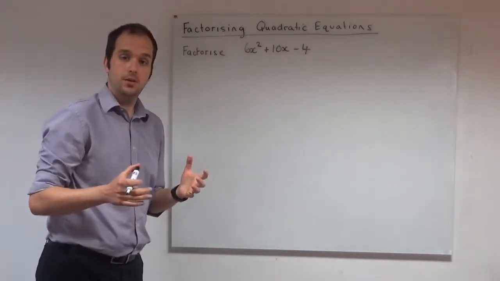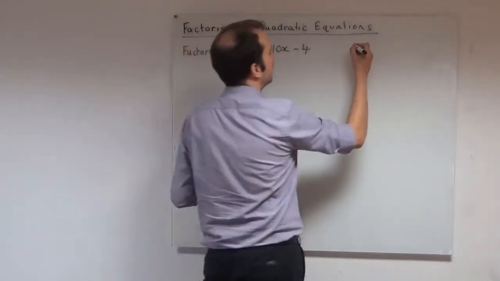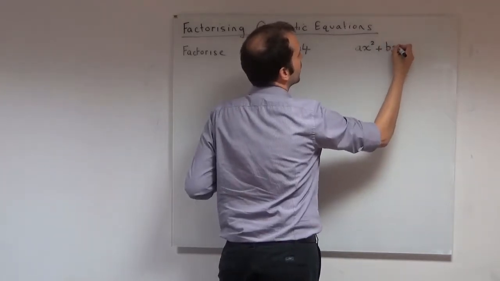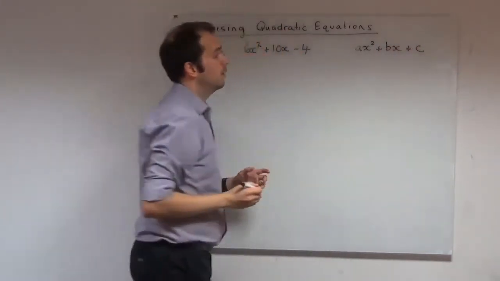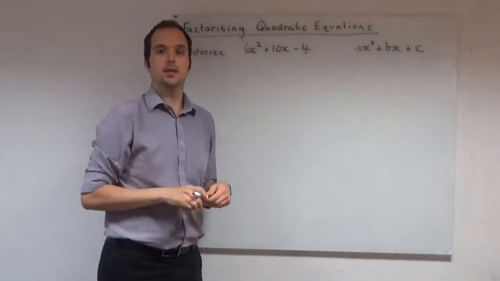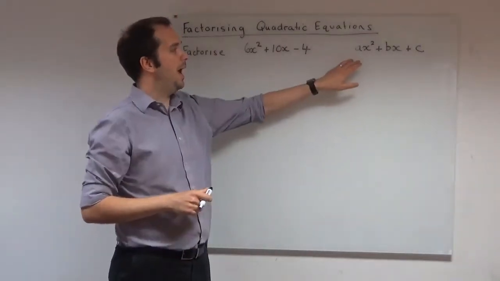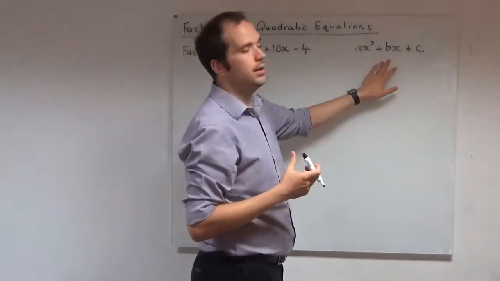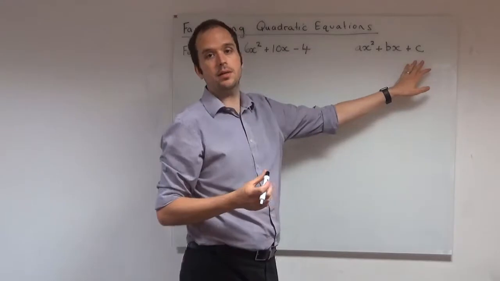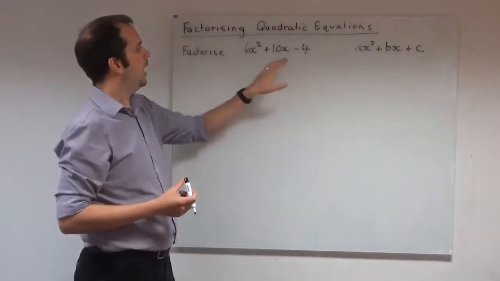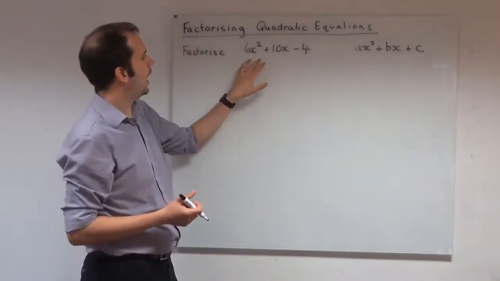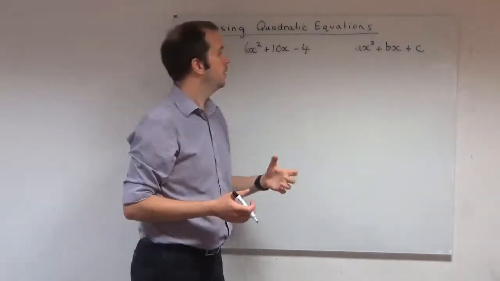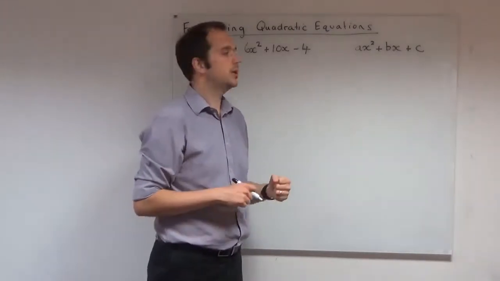The first thing I'm going to do though is write down a general expression for a quadratic. ax squared plus bx plus c. That's the most general quadratic equation that we can have. Remember, a is the coefficient or number in front of x squared, b is the coefficient of x, and c is our constant term. And if we compare our equation with the general one, we can write down the values of a, b and c. So I think that's the first step which we should take.